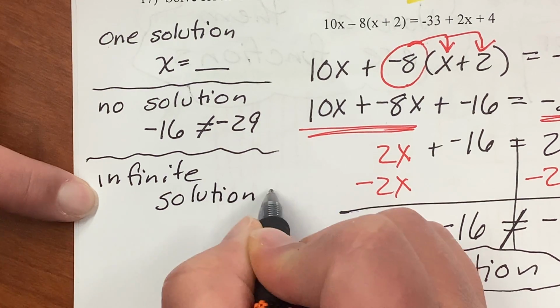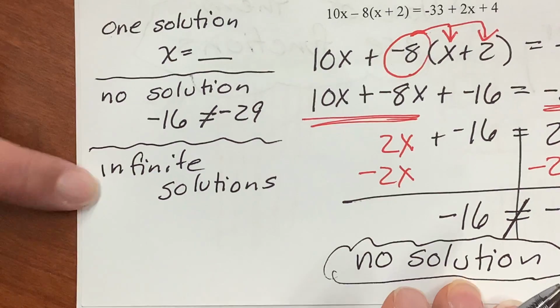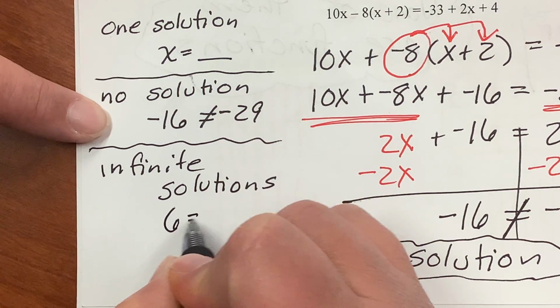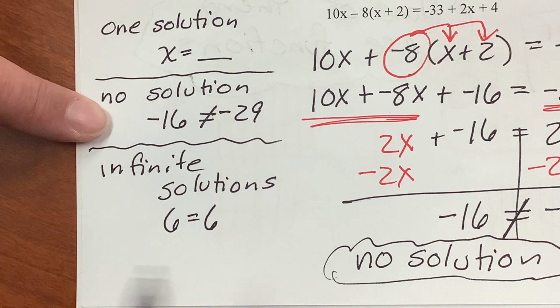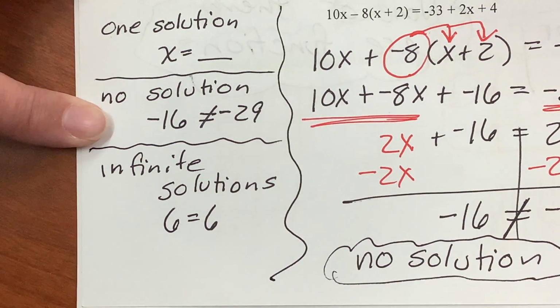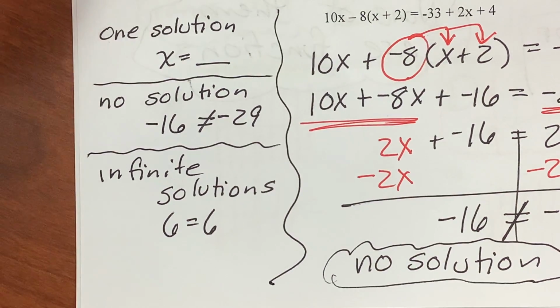Infinite solutions, that's actually my favorite, because infinite solutions is when the numbers are equal, so let's pick a number we like, 6. I like 6. If 6 is equal to 6, no matter what the equation is, I could put any numbers I want in it, and it'll work. It's got infinite solutions.